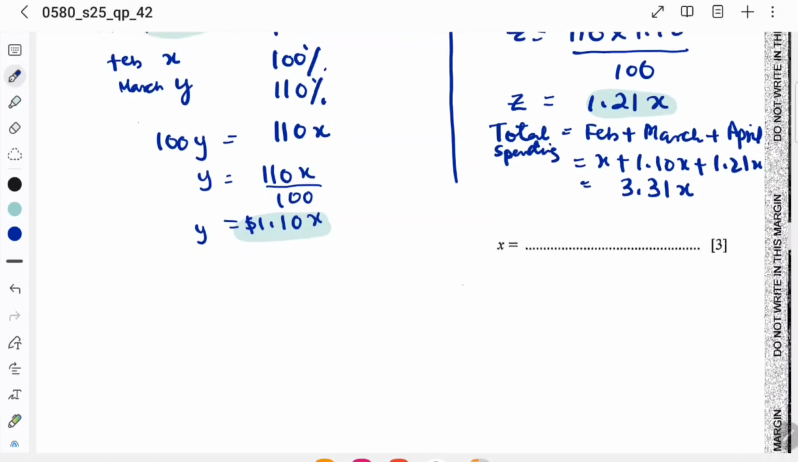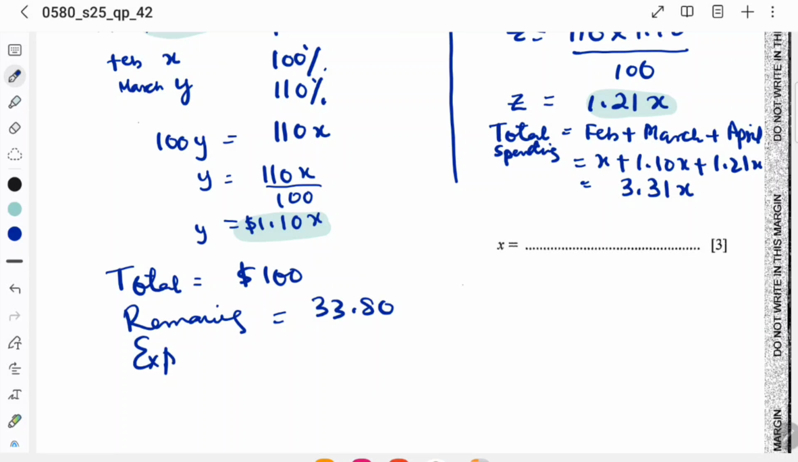So find out the remaining. How much is the remaining? The remaining amount is $33.80, so the total is $100. So the expense equals 100 minus $33.80, which equals $66.20. This is the expense, and 3.31x is also the expense.